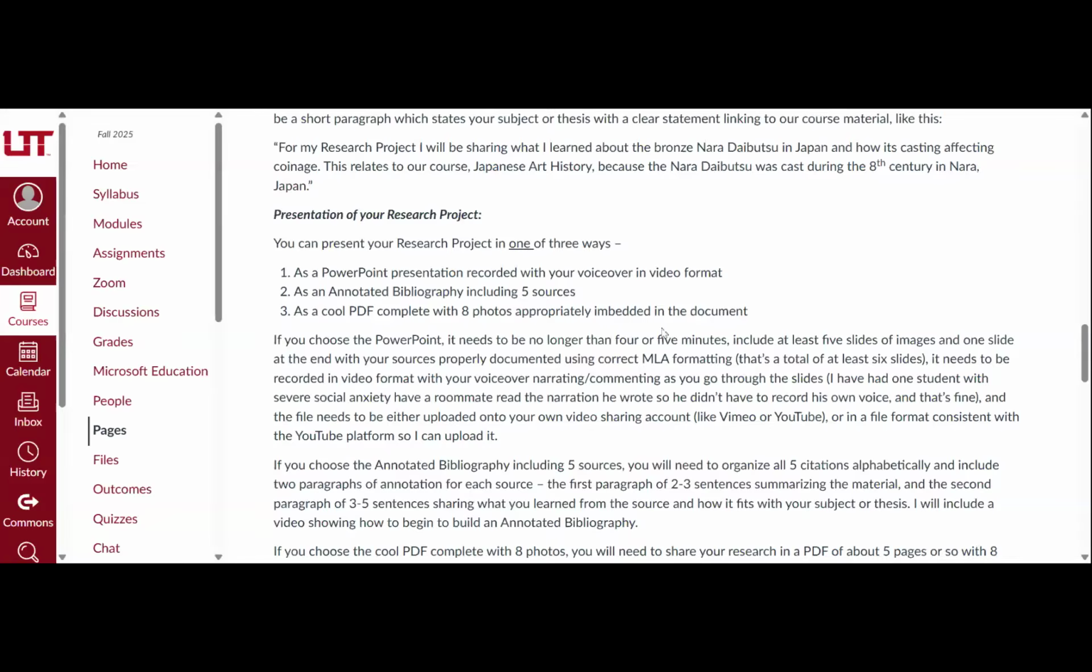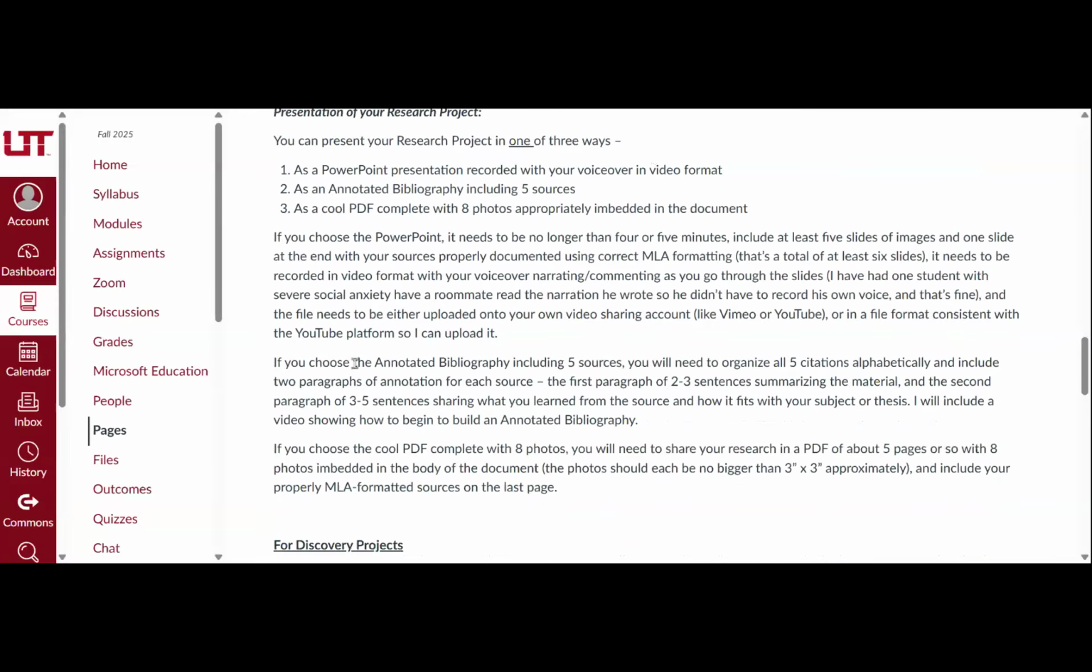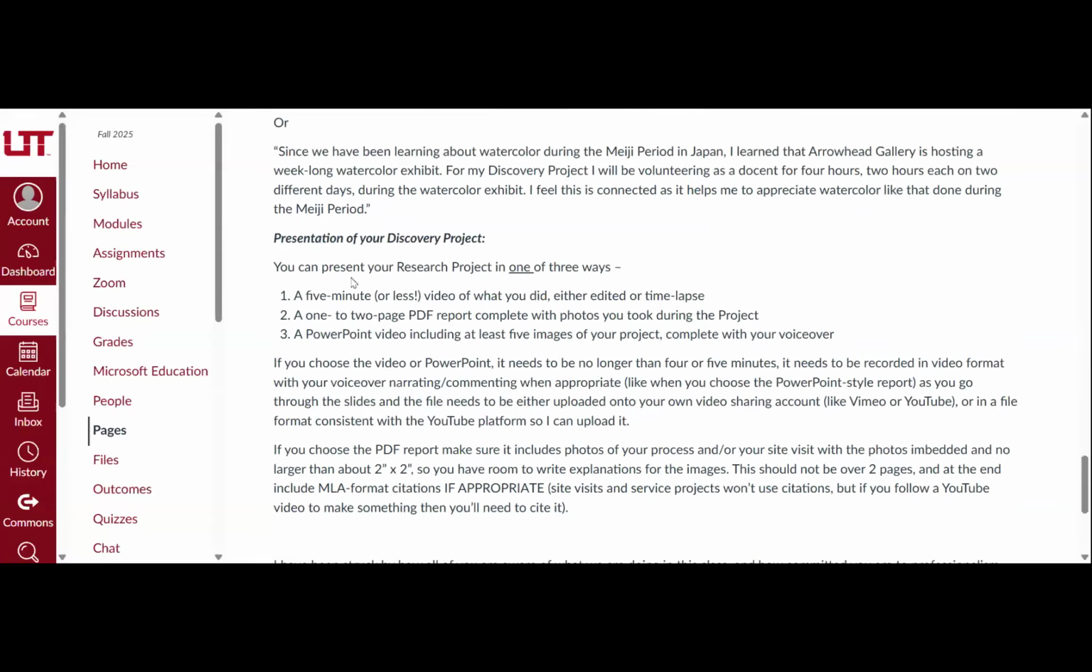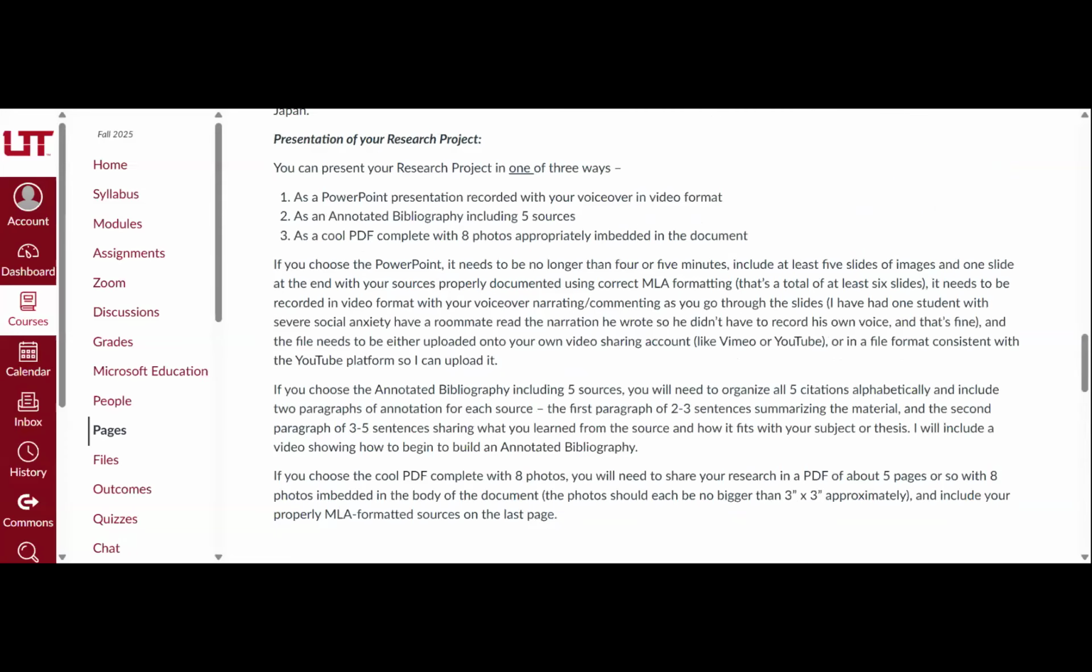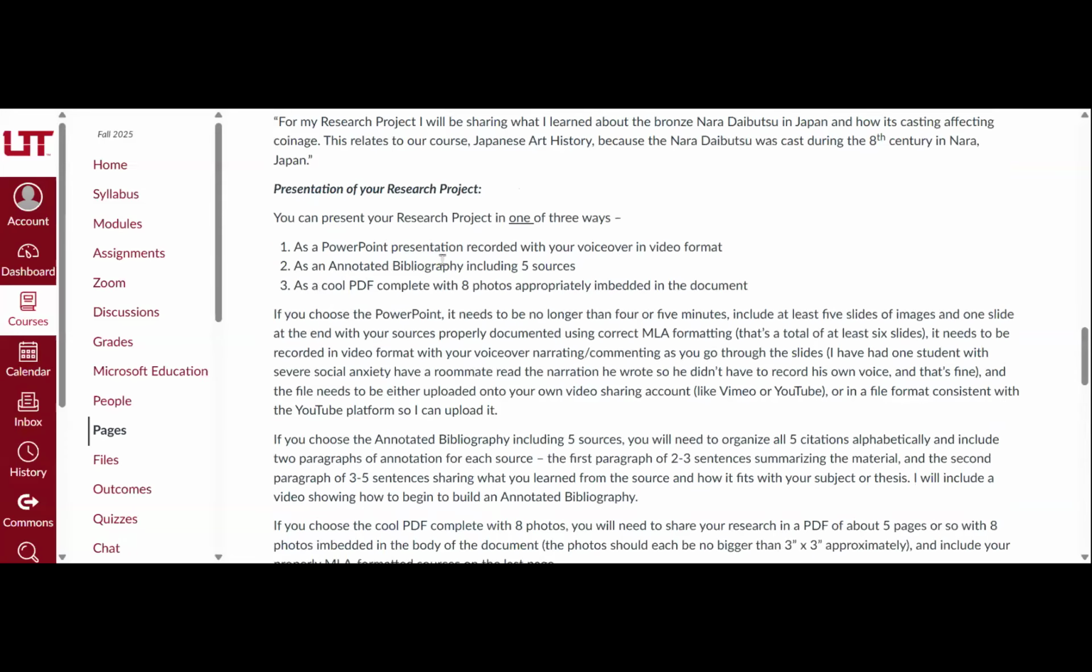Another really common one is that you didn't follow one of the 3 ways of making the research project or one of the 3 ways of presenting the discovery project. For the people who did that incorrectly, I said this looks like it would really work well as a PowerPoint presentation. Then they went back, did it as a video of a PowerPoint presentation, and it worked great. That's usually all it takes.